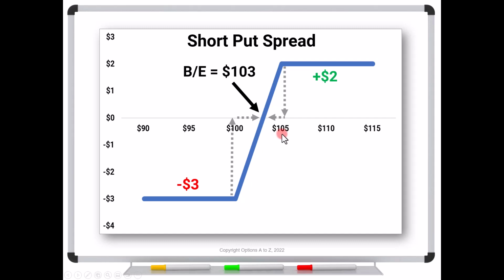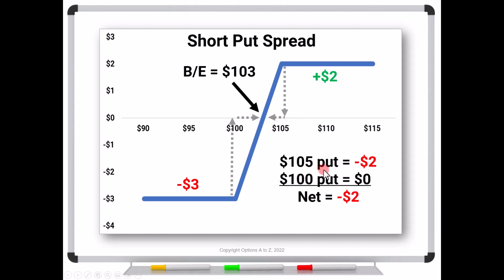And so now that we know that, what are these options worth at expiration with a stock at 103? Well, the 105 put that we're short to us is worth -2. We'd have to buy that option back for $2. With the stock at 103, the 105 put is $2 in the money. The $100 put that we own is worthless. So to close out this entire spread would be a net debit of 2, and that is exactly the amount of the credit that we received, which means we would just break even.